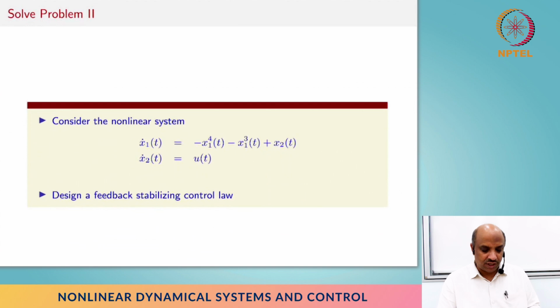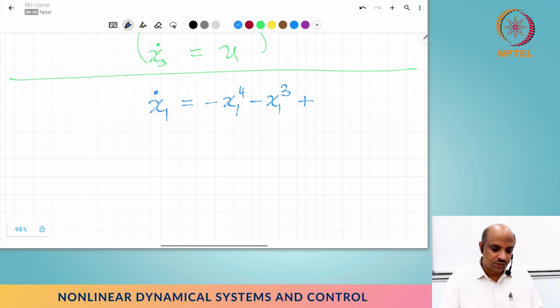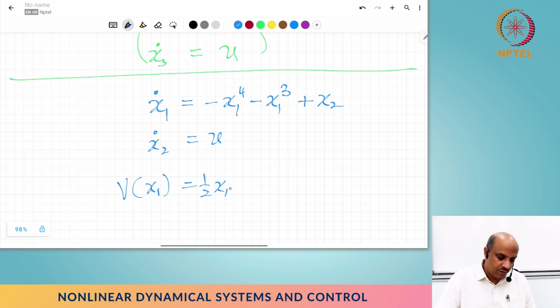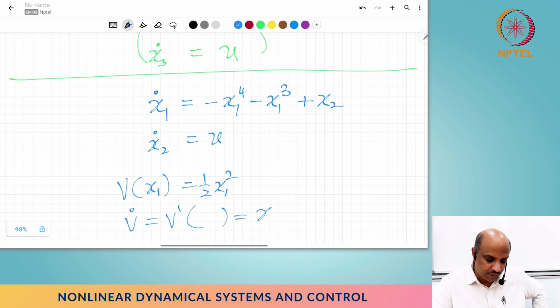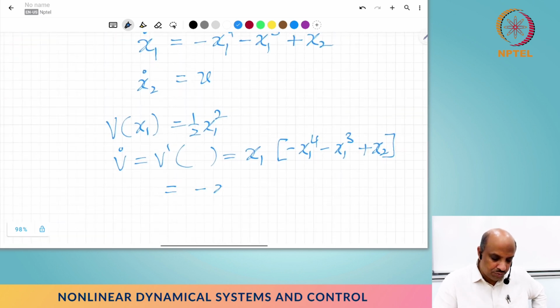and then we will look at one more example where x1 dot is equal to minus x1 to the power 4 minus x1 cubed plus x2, and x2 dot is equal to u. For the first part, since it's a scalar system, I could consider V equal to half x1 squared and see what happens. Then V dot is V prime times whatever that is, x1 times (minus x1 to the power 4 minus x1 cubed plus x2), and that clearly gives me minus x1 to the power 5 minus x1 to the power 4 plus x2 x1.